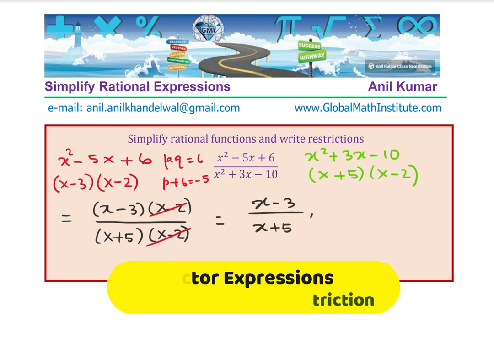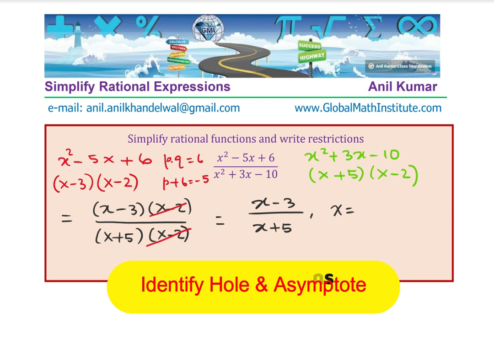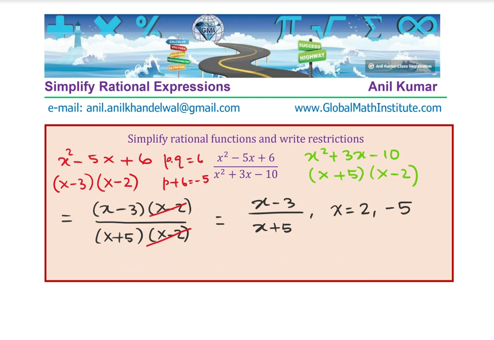But don't forget to write the restrictions. The restrictions are the cancelled factor, which gives you a hole at x equals 2, and the factor which remains gives you a vertical asymptote at x equals minus 5. So these are the restrictions, and they have their own significance. So when you learn sketching rational expressions, you will appreciate this more. So I hope these steps are clear, right?